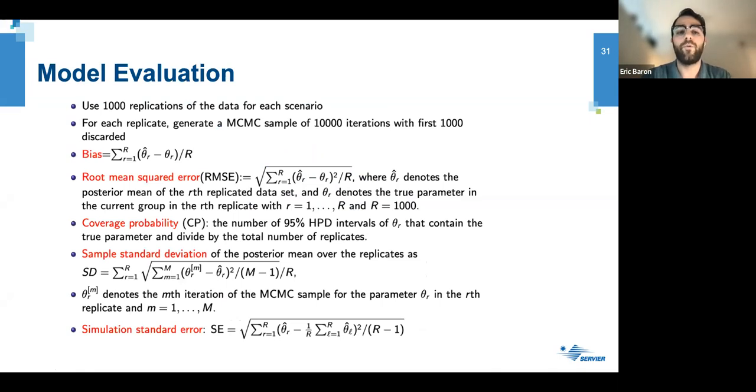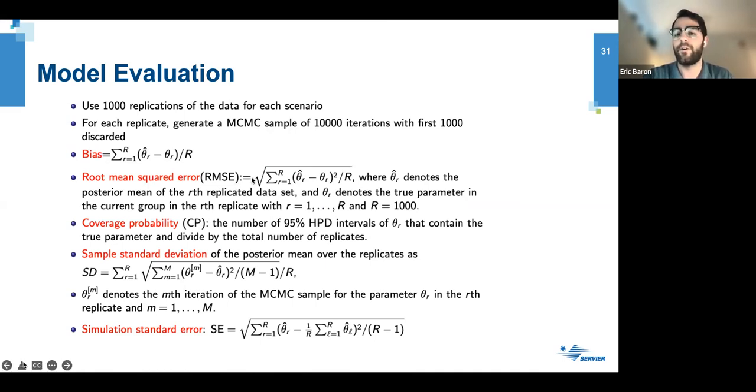So now we use the following metrics to evaluate our methods: bias, RMSE, coverage probability, sample standard deviation, and simulation standard error. We use 1,000 replicates of the data for each scenario. Just for more detail, we're using an MC sample of 10,000 iterations and a burn-in of 1,000. Theta hat R is our posterior mean in the Rth replicate minus the true mean. So this is how we define our bias.